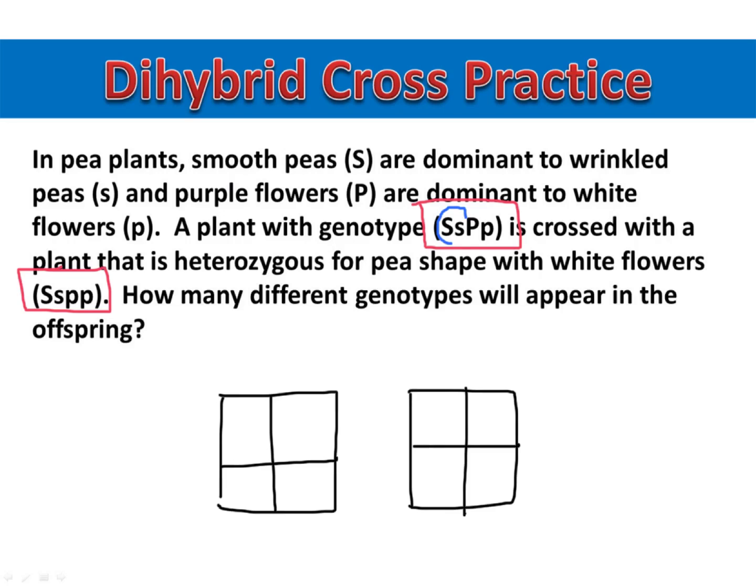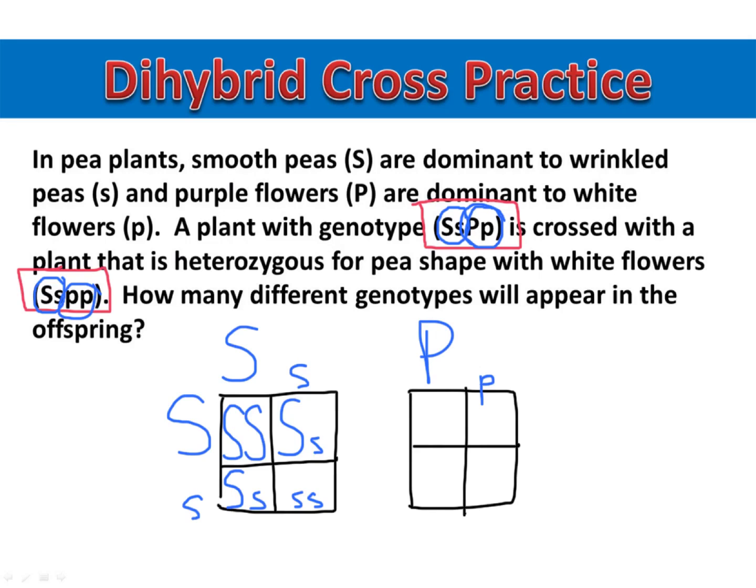So that means that I need the genotype for pea shape from both of the parents here. And so they're both heterozygous for pea shape. So I'll put 1 across the top and 1 down the side and then fill that in. And my next box is going to be about flower color. So this plant is heterozygous and this plant is homozygous recessive. And now I can fill it in. And that's how you fill in your Punnett squares for a dihybrid cross.